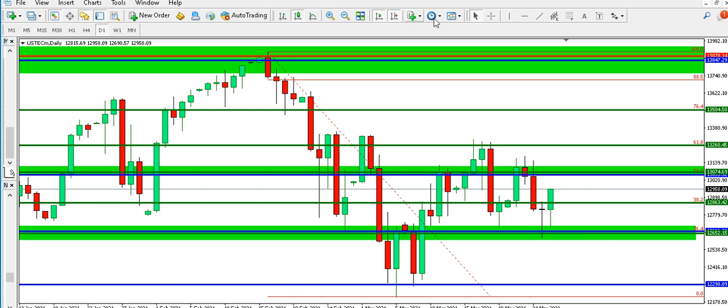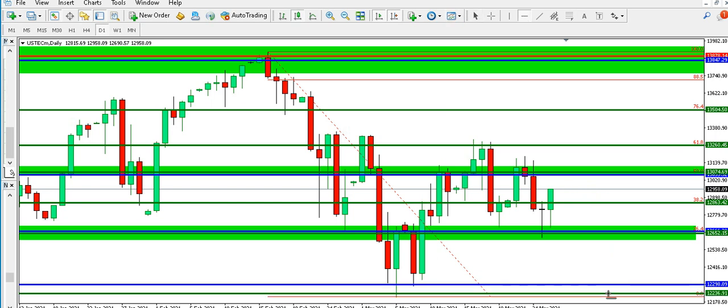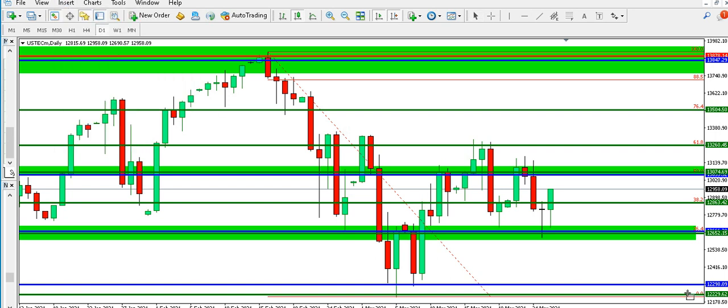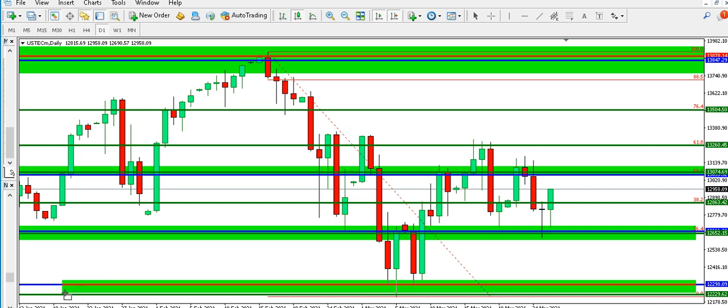Okay, let me add one more at the 0% level. Okay, so which means this particular area is also a strong zone. Okay, but not as strong as the resistance here where we have the monthly and weekly time frame. All right, so these green highlighted areas are our major support or resistance zones.